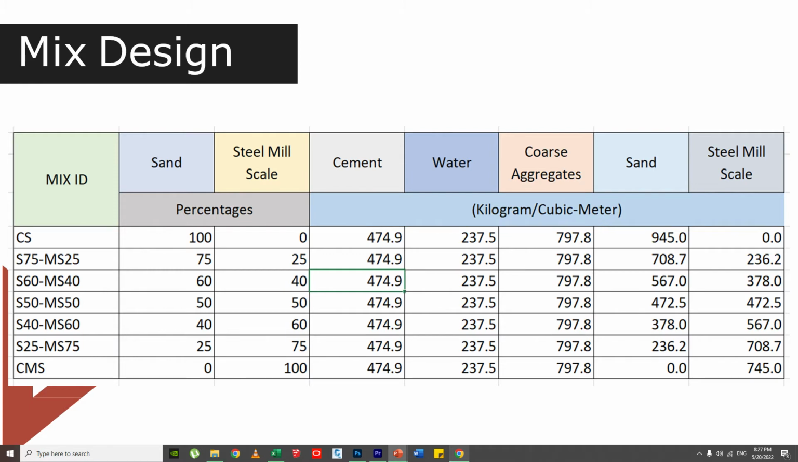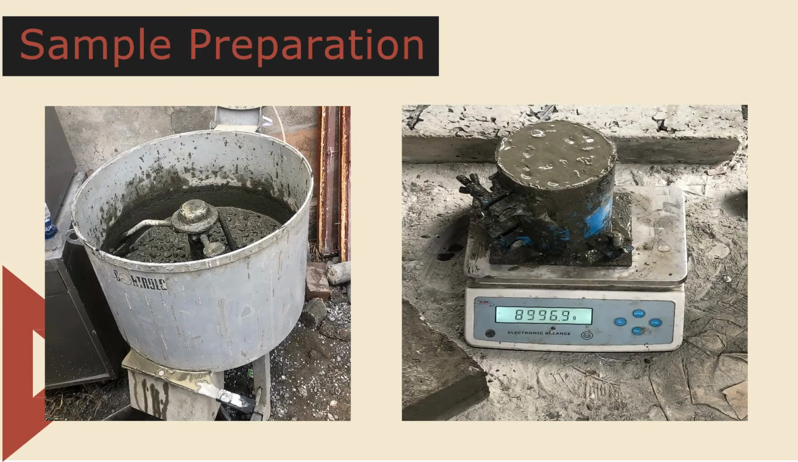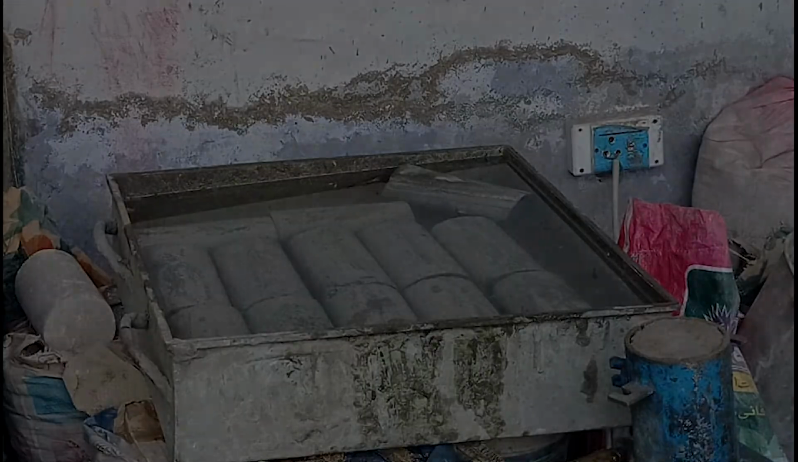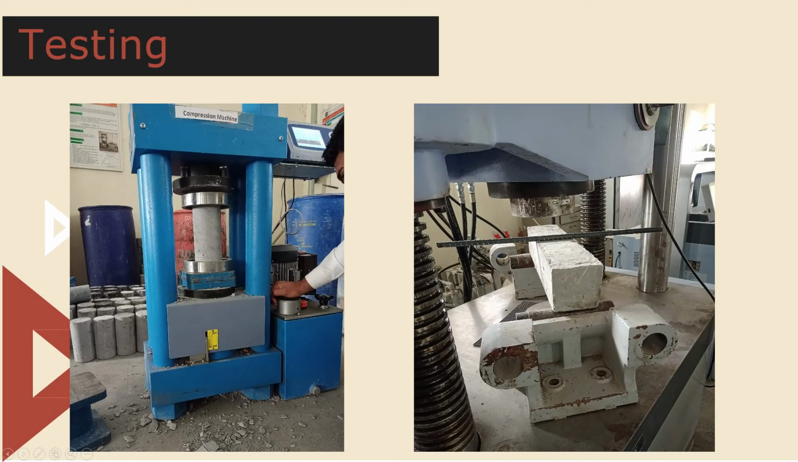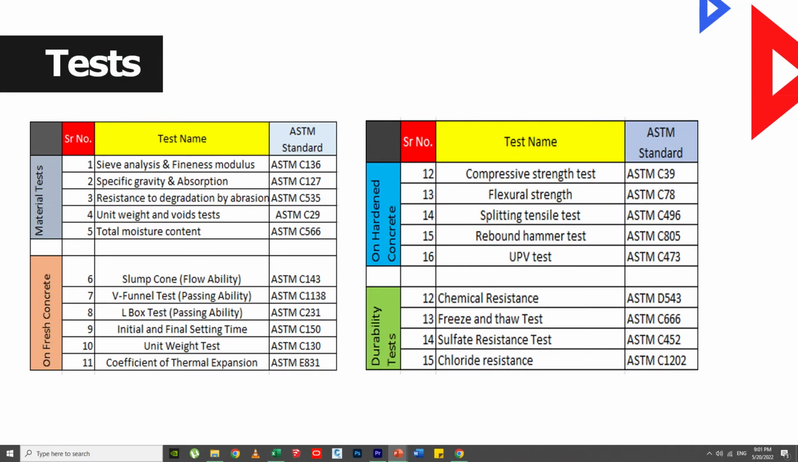Then to 50% in the fourth mix. After that, in the fifth mix, it was increased to 60%. In the sixth mix, 75% of aggregate was steel mill scale, and in the seventh mix only steel mill scale was used as fine aggregate. We prepared the samples using this design mix, and then they were left for curing. After that, we tested the strength of those samples at 3 days, 7 days, 14 days, and 28 days of curing. We did some other tests too before that.